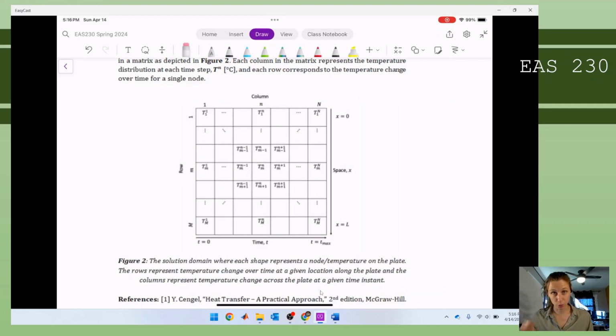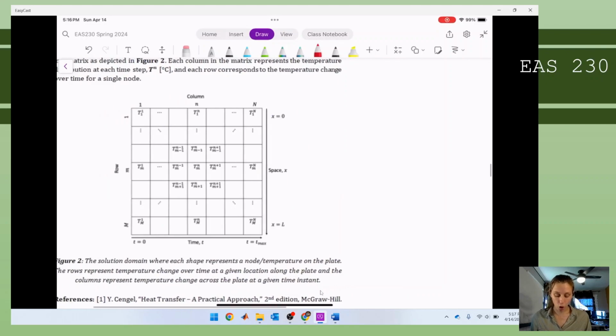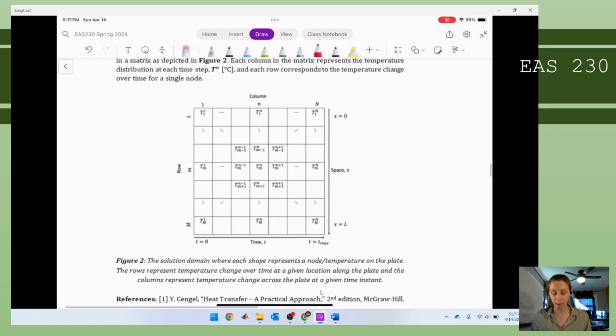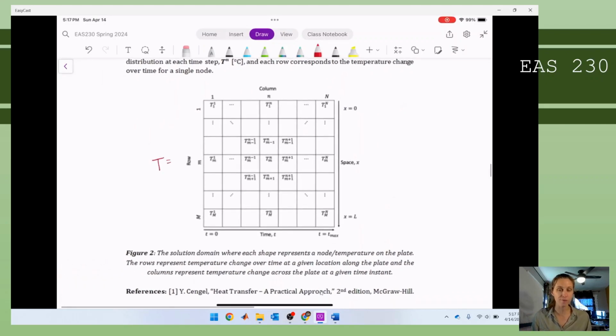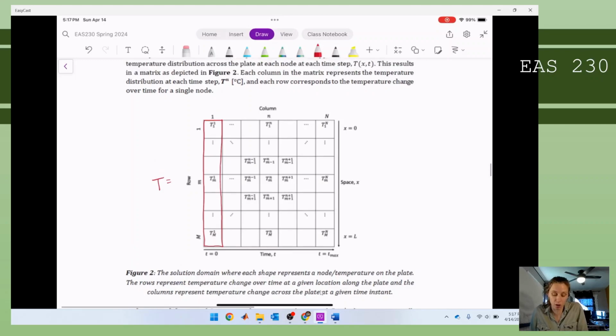Okay, let's talk about the programming project. There's a lot here. Where I want to start is with our solution. We are solving for T, the temperatures. We are solving for all the values in this matrix here, where this first column is our initial conditions, essentially where we start. What are our initial temperatures?